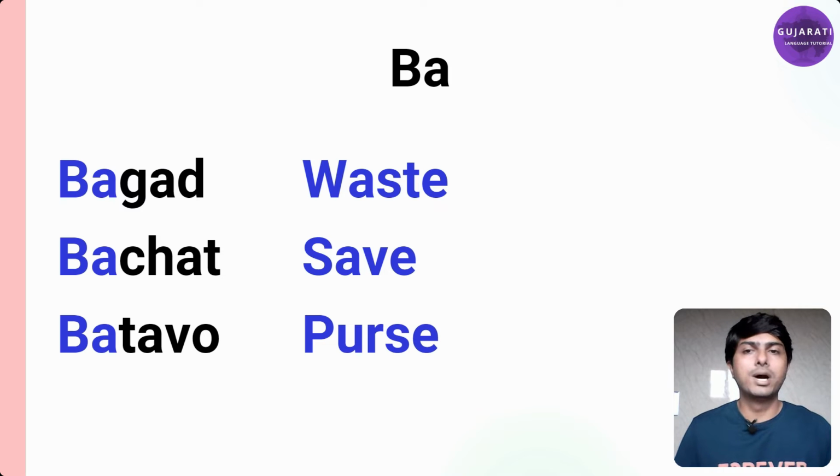The next one is BA. So with BA, the first word here is Bagad, which means waste. Then Bachat means save. Then Batvo means purse. So if you see again, here each word started with BA. I am repeating. Waste means Bagad, save means Bachat, and purse means Batvo.